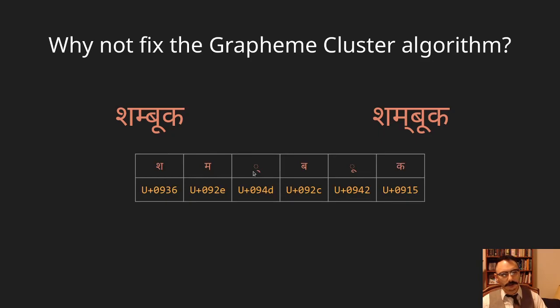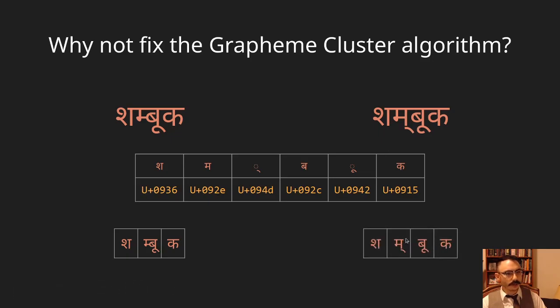Here's a sha, here's a ma, the vowel killer, the ba, the u, and the ka. But importantly, in some fonts, all of this will render as this, whereas in other fonts, all of this will instead render as this. And for a Sanskrit speaker, or a speaker of many Indian languages, this word will be analyzed as having 3 separate characters, or aksaras, sha, mbu, ka. This word as 4, sha, ma with a mark, ba with a mark, and ka.